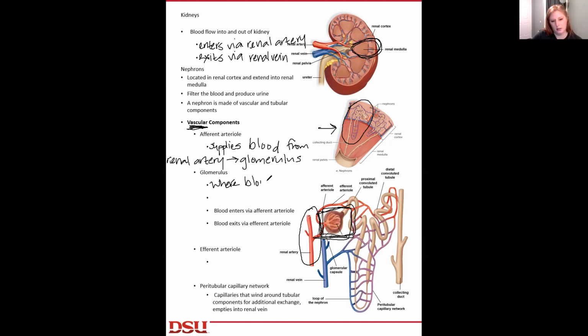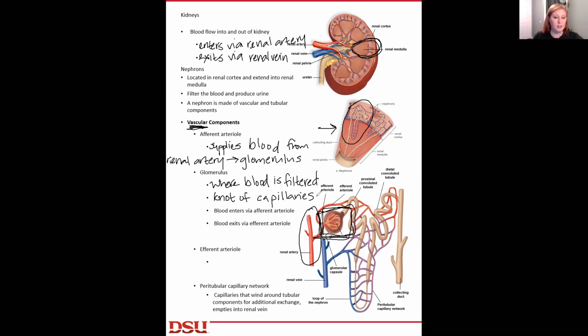Where blood is filtered. It is a knot of capillaries. Okay, remember that capillaries are the super tiny blood vessels that are only one cell wide. So there's a bundle of them, and the blood is going to go through the glomerulus. The glomerulus has a couple of different parts to it. We'll go over a little bit of the basics for that. But as it goes through the glomerulus, it gets filtered.